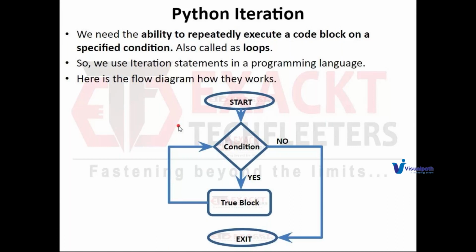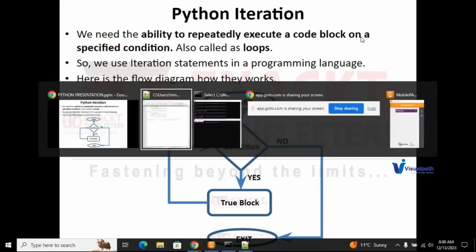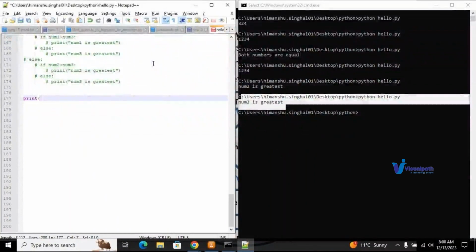So let's start with the Python iteration, which we call loops. Basically, loops are blocks of statements where you can repeat the execution of code. Let's suppose I want you to print hello world 10 times. What will you do? You will write 10 statements here.